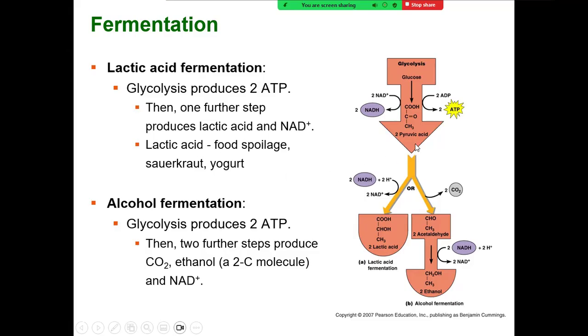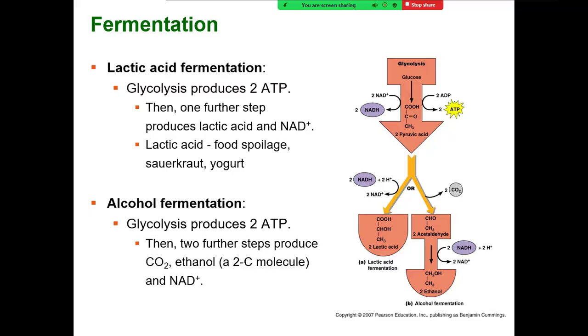Another fermentation reaction you should know about is alcoholic fermentation, also called ethanolic fermentation, where pyruvic acid is changed into ethanol. Pyruvic acid is a three-carbon molecule. Ethanol is a two-carbon molecule. So CO2 comes out of this reaction. And like I said, this one takes two steps to make the alcohol.